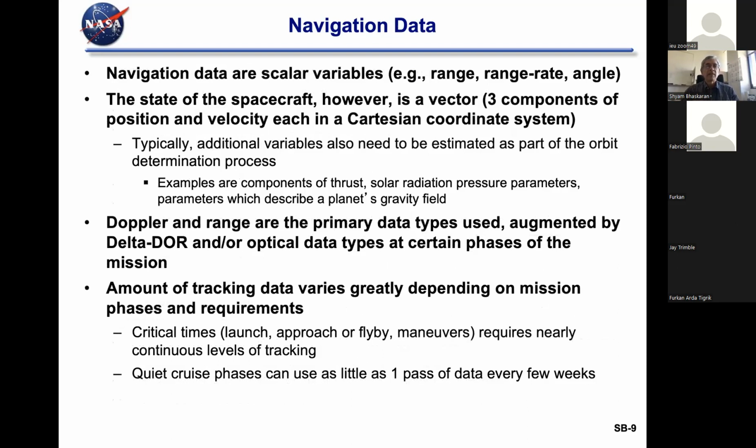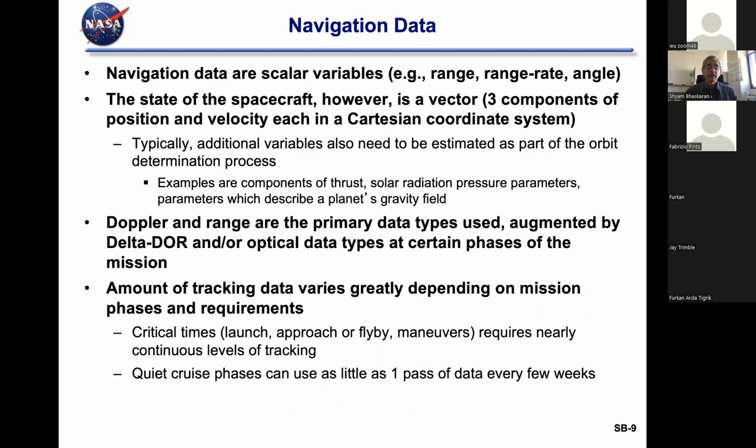As I said, the navigation data are called scalar variables. In other words, they give you a single piece of information, either the range of the spacecraft, the velocity of the spacecraft, or an angular measurement. But we're trying to get the state of the entire spacecraft, which is a vector. In Cartesian coordinates, there are 3 coordinates of position and 3 coordinates of velocity, so a total of 6. So there are 6 states we have to estimate for the spacecraft using these single scalar variables.